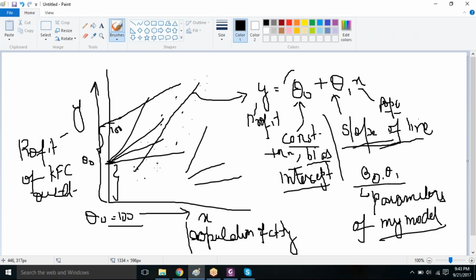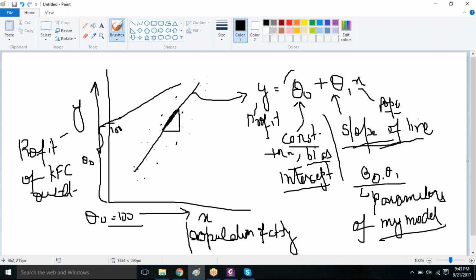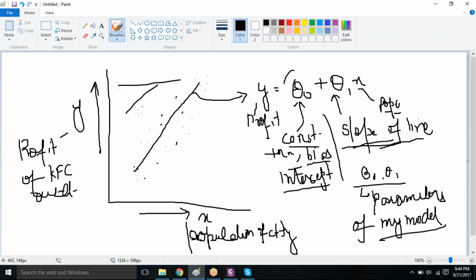Theta 1 is changing. Theta 1 tells you the slope. It's the tangent, actually. So basically, if you make a right angle triangle like this, it will tell you the tan theta. If you remember, how did we used to calculate this in our school days? y2 minus y1 upon x2 minus x1, something like that. Anyway, we will not go into those things as of now. But I just wanted to tell you that for each line, theta naught and theta 1 are going to be different, because these are my parameters.